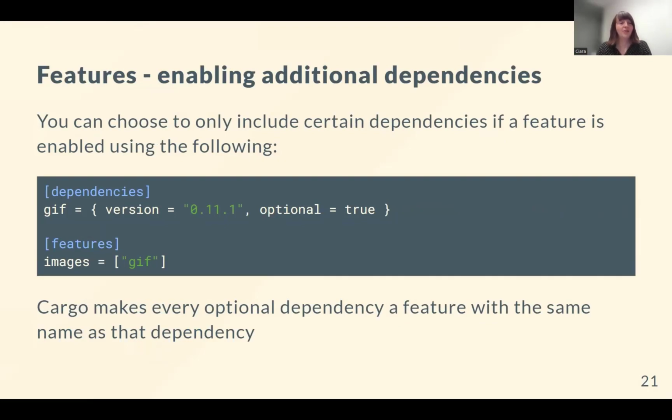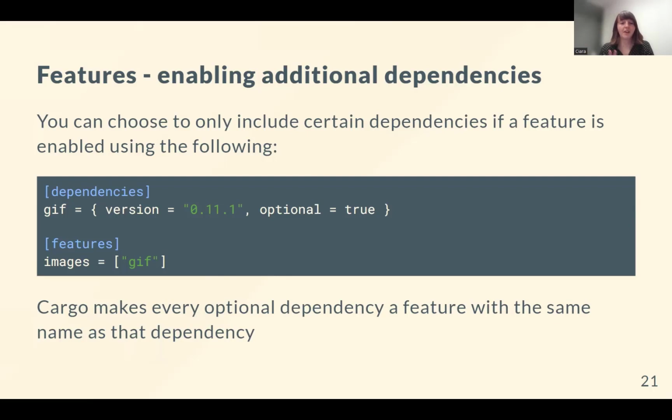You can also use features to enable other dependencies. So, for example, maybe when you've enabled certain functionality, you need an additional dependency that you didn't need before. So you don't want to pull it in every time. That would be kind of wasteful and unnecessary. So instead, you make that particular dependency, in this case gif, optional. You set optional equals true, and then you can choose to enable that dependency by doing images equals gif.